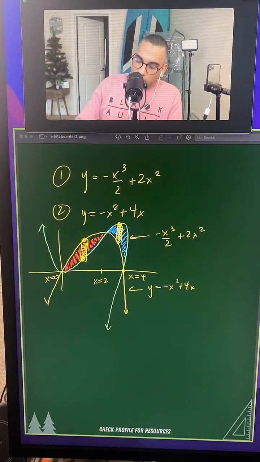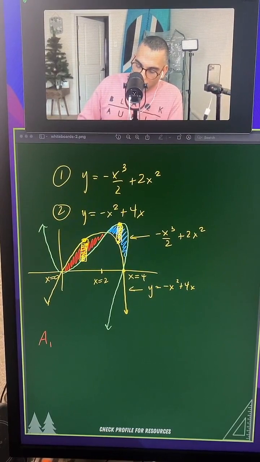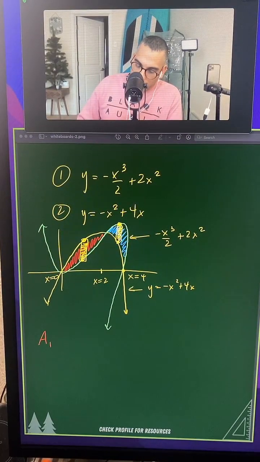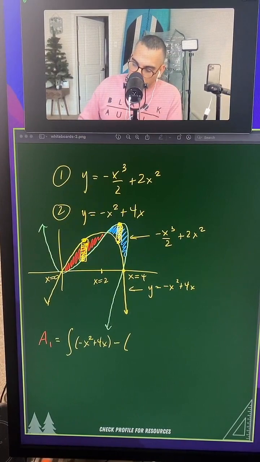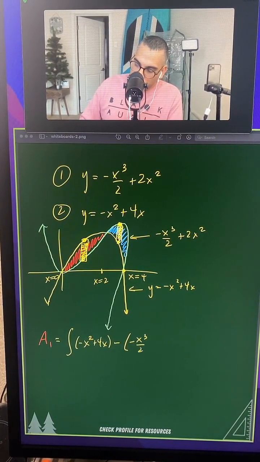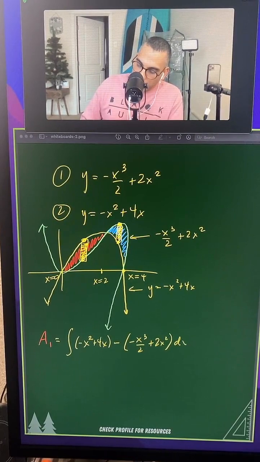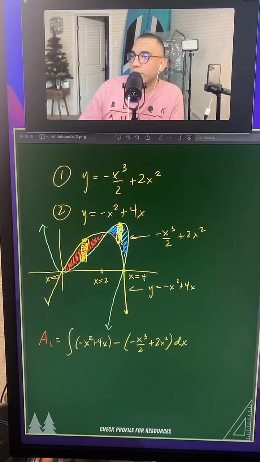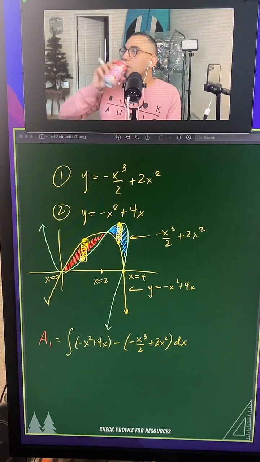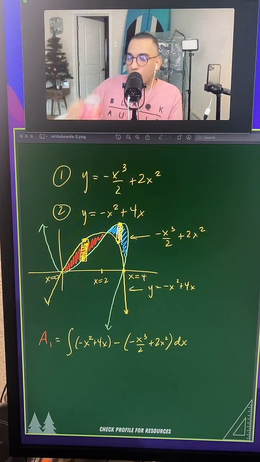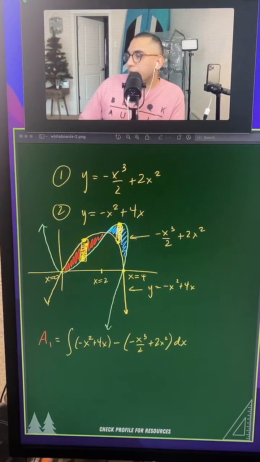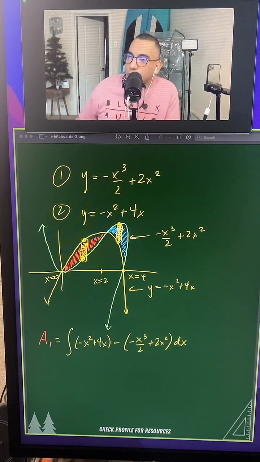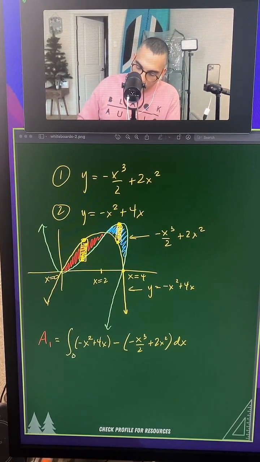All right, so let's go ahead and talk about just the red area. So let's call that area 1. Okay, so top function, which is the one in yellow, so negative x squared plus 4x, minus the bottom function, which is negative x cubed over 2 plus 2x squared, dx. All right, who can tell me the parameters? This is area 1. Zero to 2. 100%, 0 to 2.